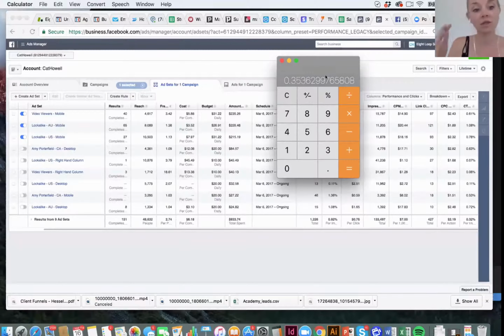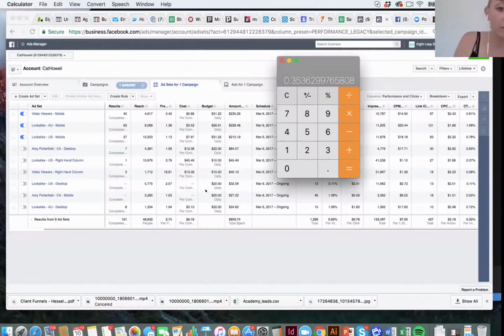The landing page is converting at 35%. Beautiful, beautiful. So the landing page is not the problem. The audience is responding really well to the landing page. The landing page is perfect. So you know right away, I'm not going to touch the landing page. Yes, I could split test that and try to optimize that and bring it to 50%, but it's definitely not part of the funnel that is letting me down.